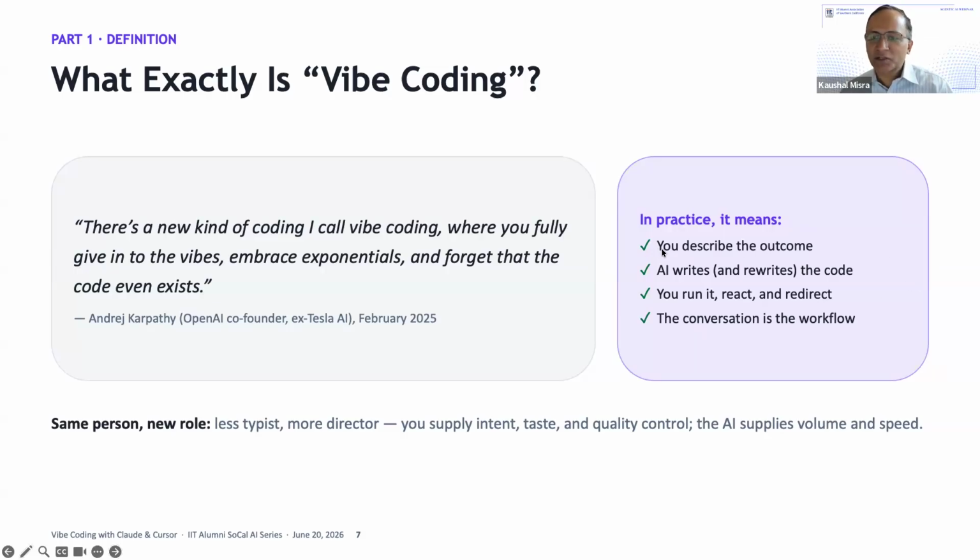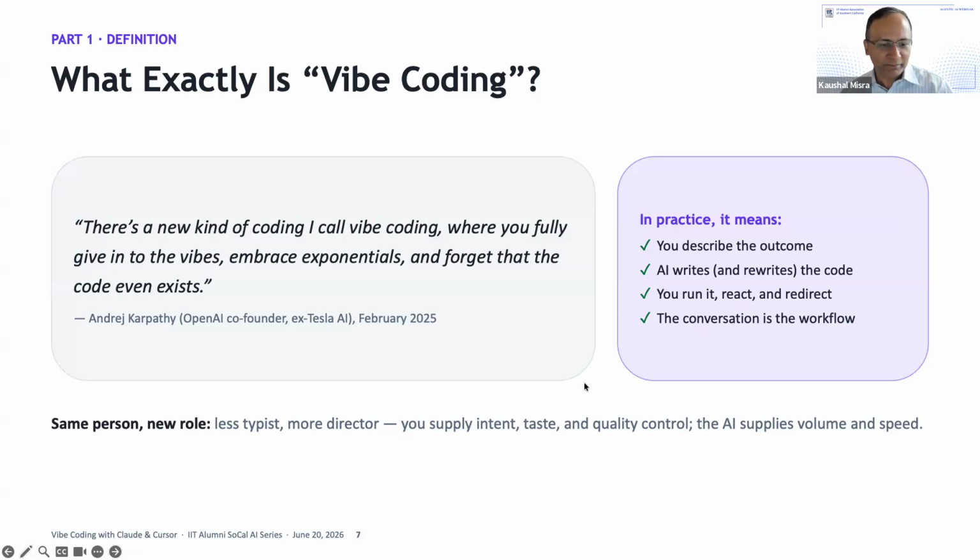So what it means is you describe the outcome and AI writes the code essentially. You run it, react, and redirect. The conversation is the workflow. He just caught on to describing what was already happening, and people did see the drift of where the whole AI train is going. That is where his key contribution was.